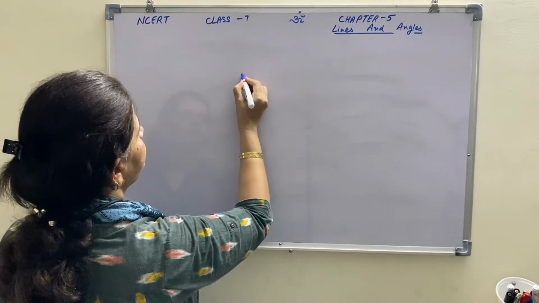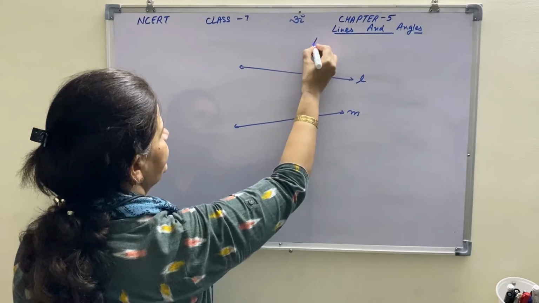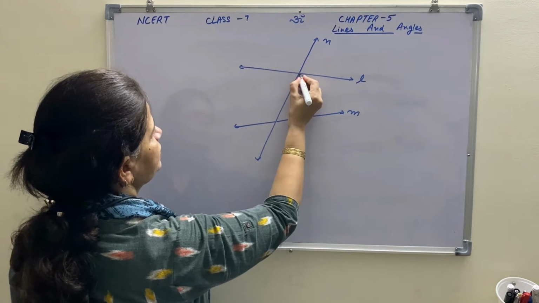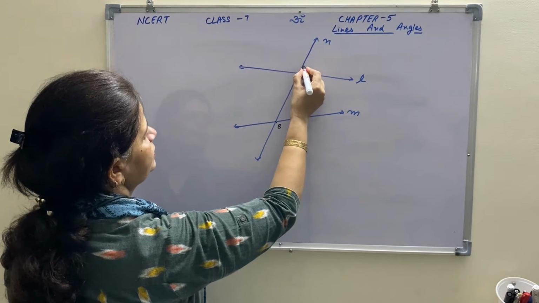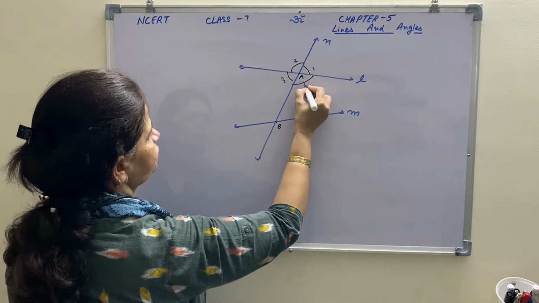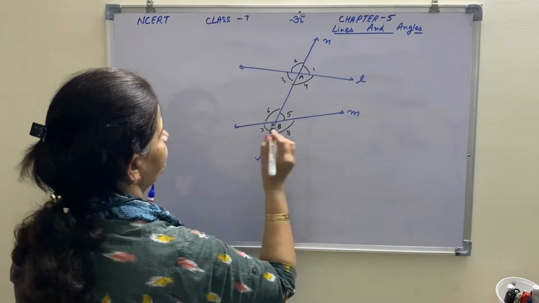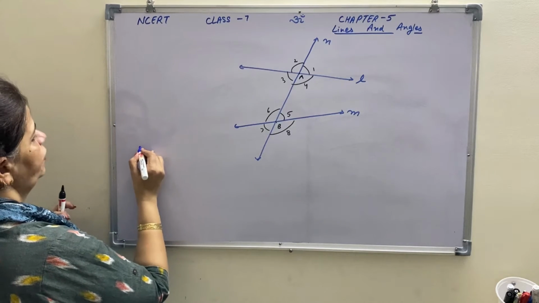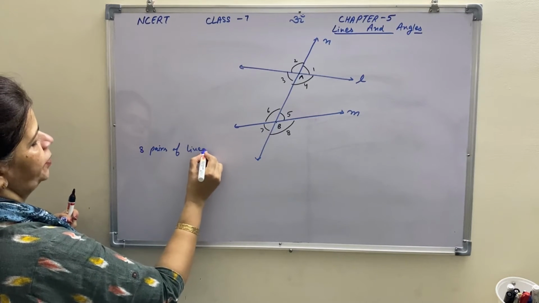As we have done earlier, let it be L, one line, let it be M, another line, and this is N, our transversal line, and it is crossing at this point, let it be A, and at this point, let it be B. 4 angles are formed. This is 1, this is 2, this is 3, and this is 4. Here I have 5, 6, 7, and 8. If we see here, we have 8 pairs of linear pair.